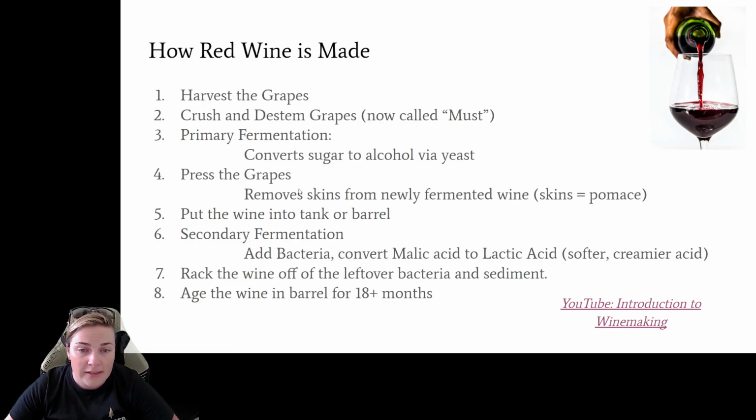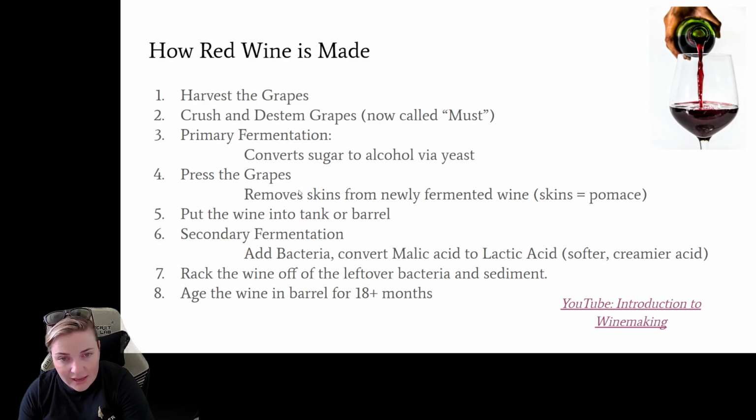Okay, after you press the grapes, you've removed the newly fermented wine from the skins, also known as pomace at that point, right? You put that wine into a tank or a barrel, and you start your second fermentation. The second fermentation of red wines is very critical. It's part of stability and mouthfeel processes for the wine. For this, we add a bacteria to convert, again, the malic into lactic acid, just like you would for a white wine if you wanted that style, which will make a softer, better mouthfeel, creamier wine.